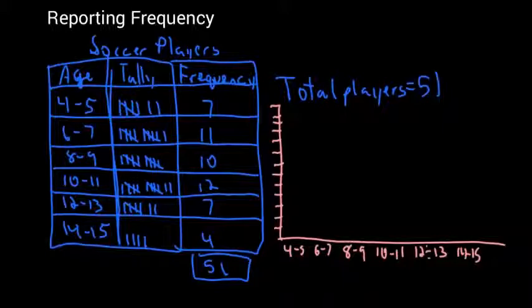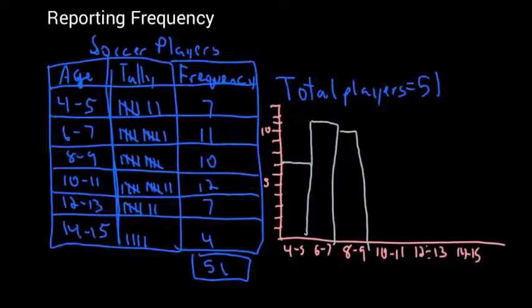so each one of these are 1, so 1, 2, 3, 4, 5, 1, 2, 3, 4, 5, and then you just have bars for each one of these age groups. So 4 to 5 would get a bar at 7. 6 to 7 would get one at 11. 8 to 9 would get one at 10. 10 to 11 would be 12. 12 to 13 would be 7. And then 14 to 15 would be 4.